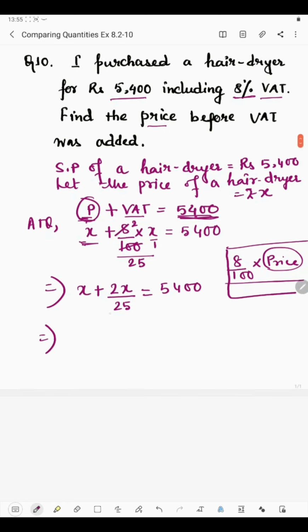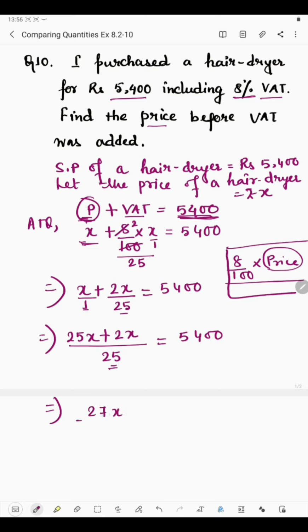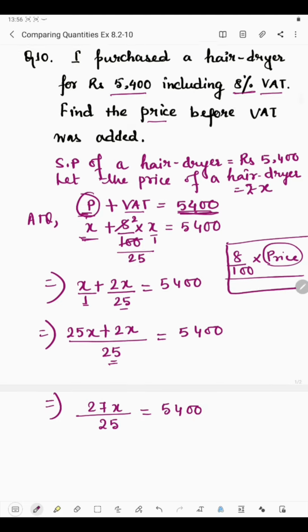Okay, now we will consider 1 here as there is no digit, so 25 into 1 is 25, so the LCM will be 25. Okay, now the LCM will be divided by the denominator. So 25 divided by 1 is 25. Now the quotient will be multiplied by the numerator. So it's 25 multiplied by X is 25X, plus 25 divided by 25, it's 1. 1 into the numerator, which is 2X, so 2X multiplied by 1 is 2X. Now 25 plus 2, it's 27X divided by 25, which is equal to 5400.